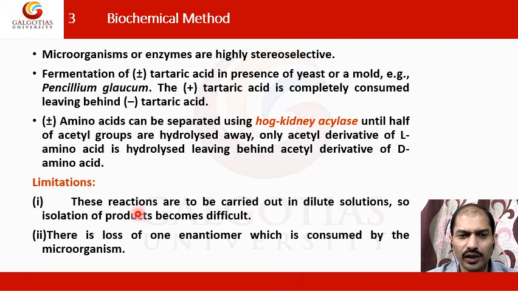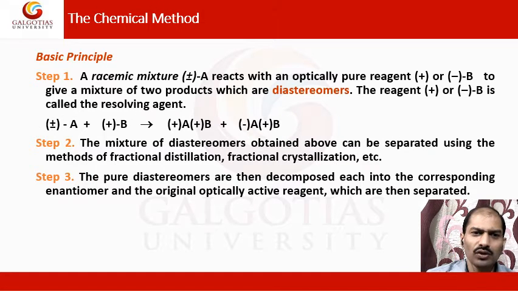So there are certain limitations as well. These reactions have to be carried out in dilute solution, so the product becomes very difficult to find or segregate. There is loss of one enantiomer, which is consumed by the microorganism or the enzymes you are using. So apart from the racemic mixture, you will get only one enantiomer over the other. This is the drawback of this technique. There are certain drawbacks of each and every technique.